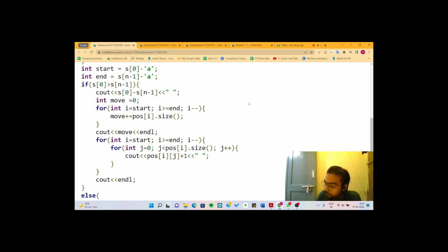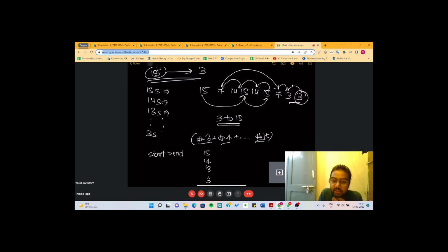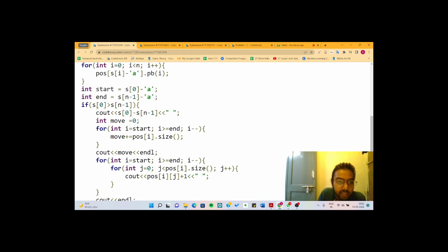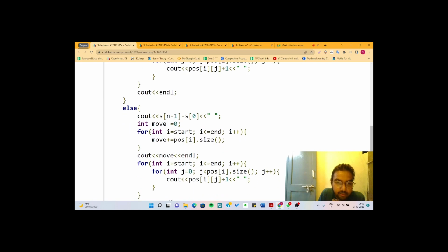Okay, so from 15 to 14: first I'll check for 15, then 14, then 13, and so on up to 3. In the other case, if I'm going from 3 to 15, then I'll increment my I: it will first be 3, then 4, and so on up to 15. So here it is I plus plus, here it is I minus minus. That's the only difference between the code where s is greater or s is lesser.